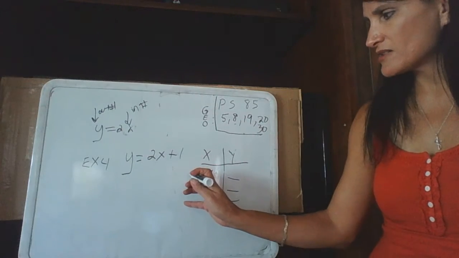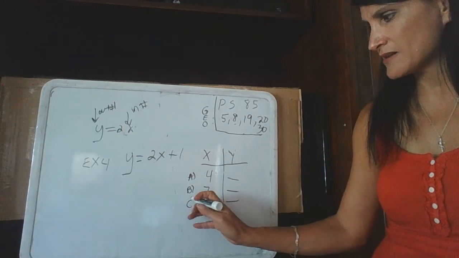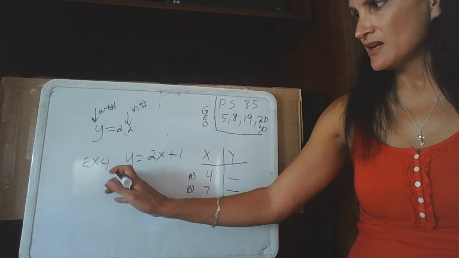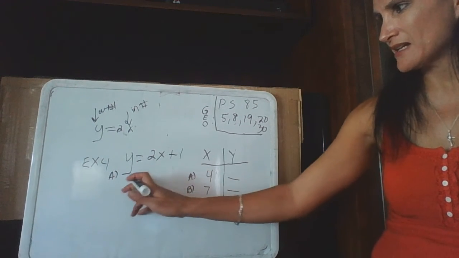And the easiest way to do this, guys, and I want you to be organized because you're going to have 3 different answers. So I'm going to label these A, B, and C, and I'm going to do this 3 times. So this one would be A. And I'm going to fill in what A says.